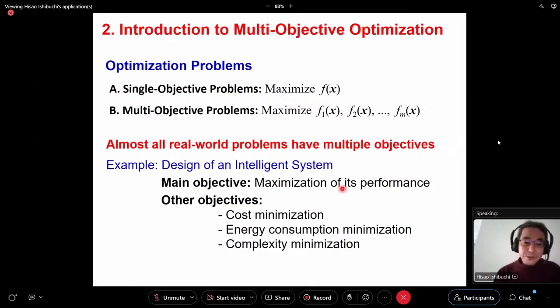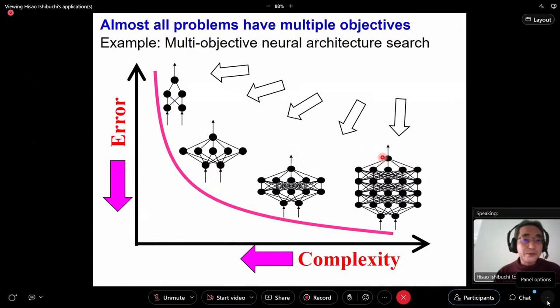However, we need to consider a variety of other objectives, such as cost minimization, energy consumption minimization, and complexity minimization. We have a lot of other objectives. So almost all real-world problems have multiple objectives. Thus, multi-objective research is very popular. Here we show one example.